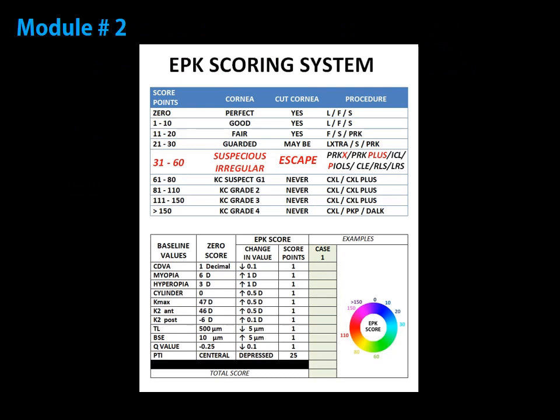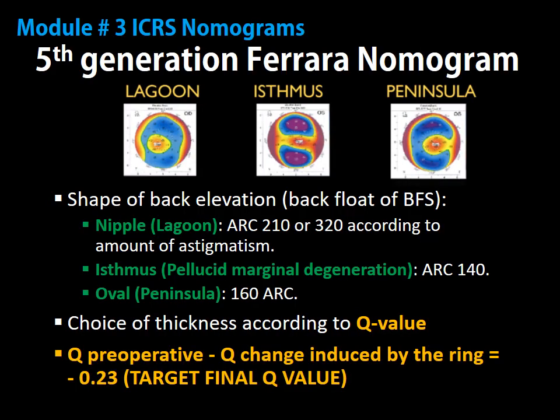This is the module number 2. We can apply a calculator for this EPIC scoring system also to facilitate the calculation for us, instead of calculating it manually. Also, we can make a module for the ICRS nomogram, like the 5th generation Ferrara nomogram.